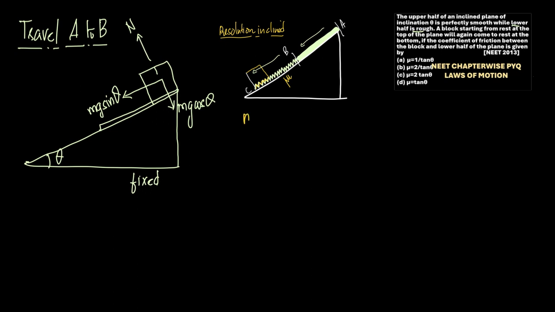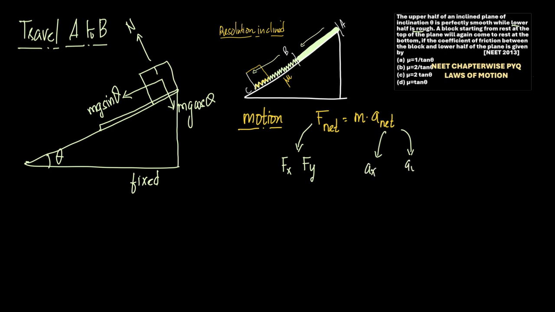See, this object is in motion, right? And when an object is in motion, we know that the net force acting on the body is equal to mass into the net acceleration acting on it. What is the meaning of F net and A net? Pretty simple. F net means the sum of the components along Fx and Fy. A net means the resultant of the components Ax and Ay.